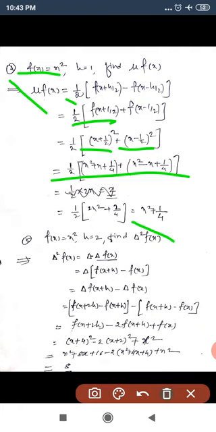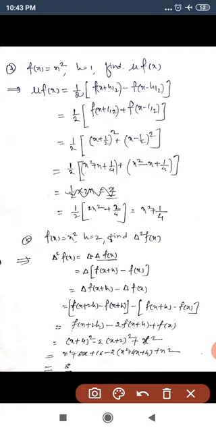Now f of x equal to x square, h equal to 2. Find the second forward difference operator, del square of fx. We know that del square of fx is equal to del into del of fx. And del of fx is equal to f of x plus h minus f of x. So del square of fx is del of f of x plus h minus del of f of x.